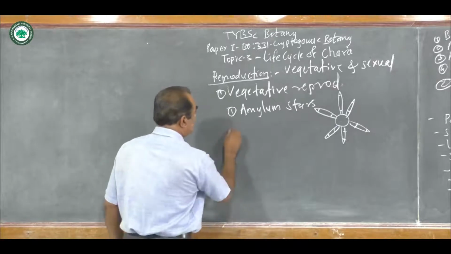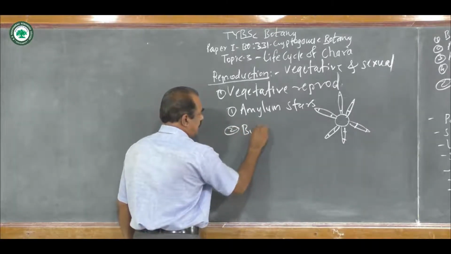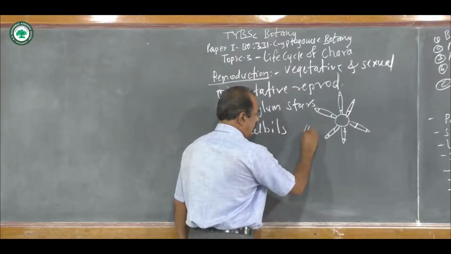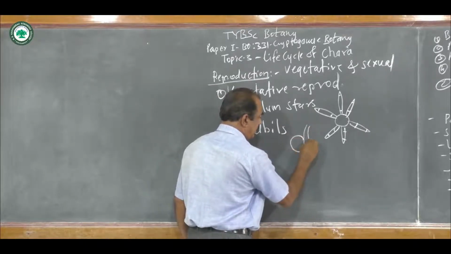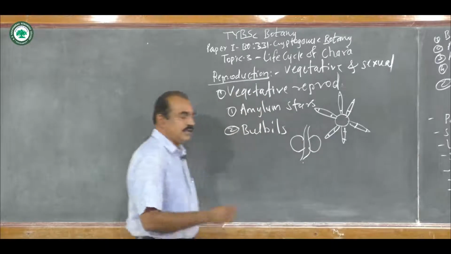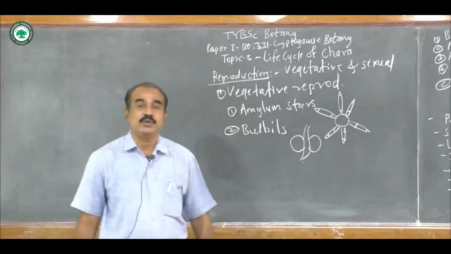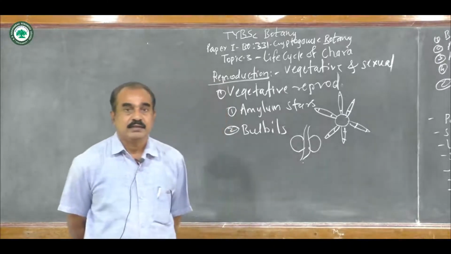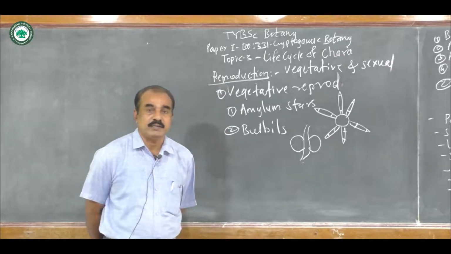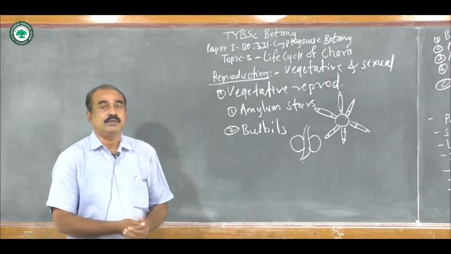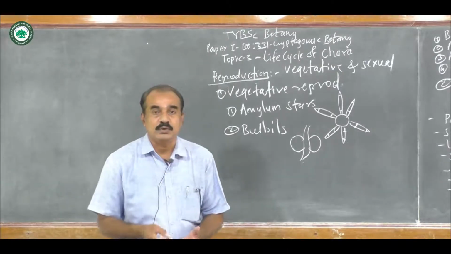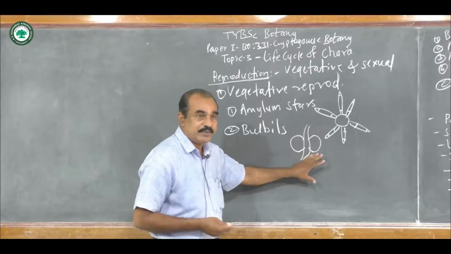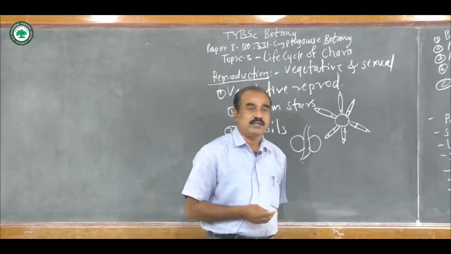Second, that is bulbils. These are the bulbils. They are also vegetative reproductive structures. They are also full with the food material. They are circular or tube-like in outline. They are developed on the rhizoid and also on the lower nodal region. And when they get detached from the parent plant, they have the capacity to develop into a new thallus of the Chara.